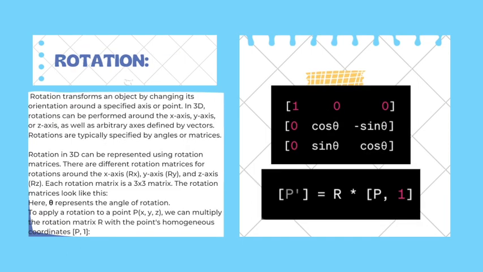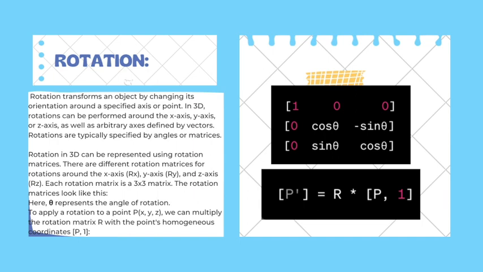Now let us know about rotation, which is the second point of our 3D geometric transformation. Here, rotation transforms an object by changing its orientation around a specific axis or point. In 3D, rotation can be performed around the x axis, y axis, and z axis, as well as an arbitrary axis defined by a vector. Rotations are typically specified by angles or matrices. Rotation in 3D can be represented using a rotation matrix.